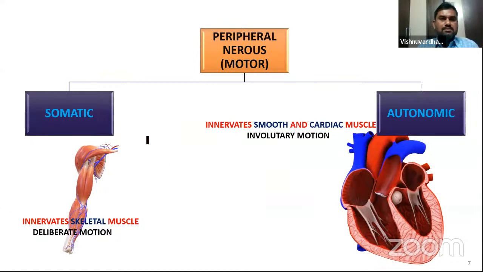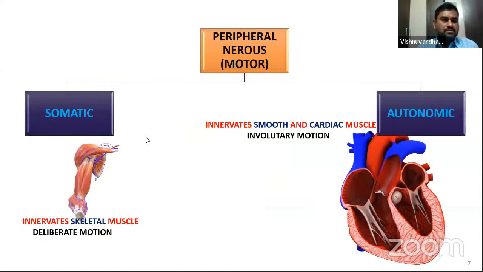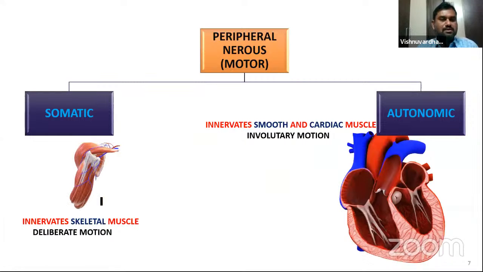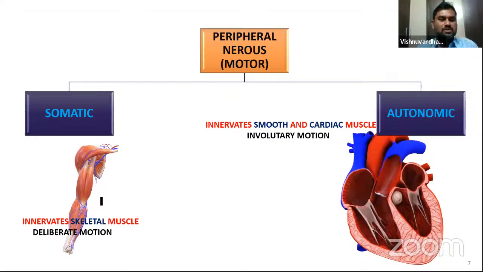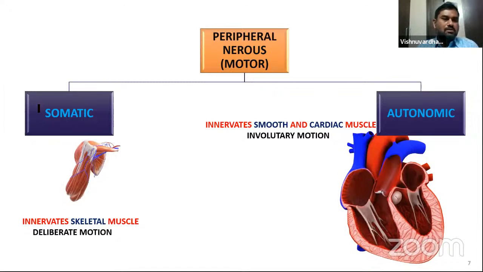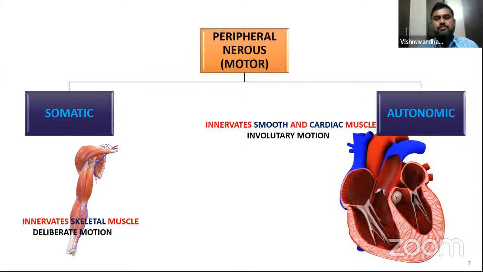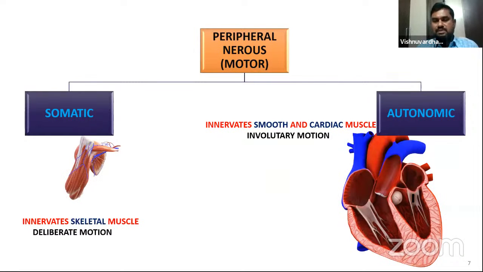Okay, see these GIFs. Here it is the moving hand. You know that you can control these movements. You can move your hand or you can stop moving your hand. So this is in our control. This is controlled by the somatic nervous system. Here you can see the beating heart. You cannot control these movements. So these are under autonomic peripheral nervous system control.